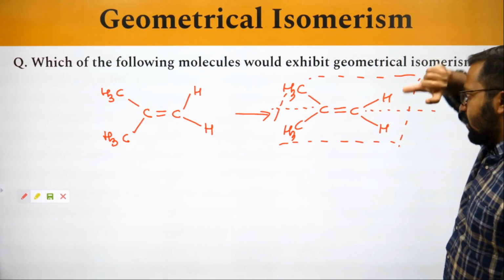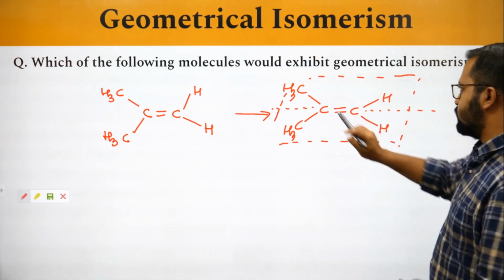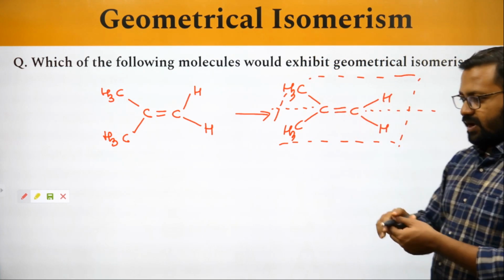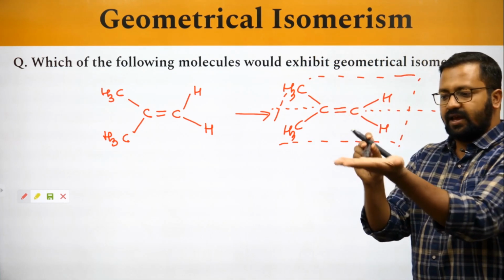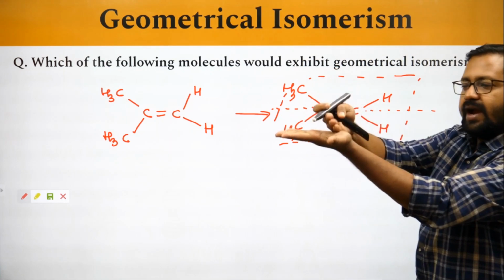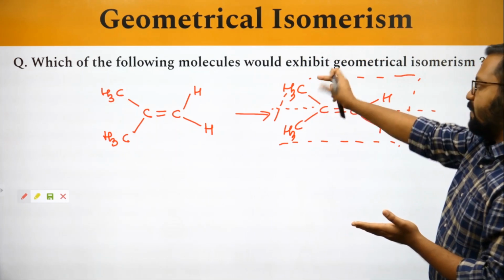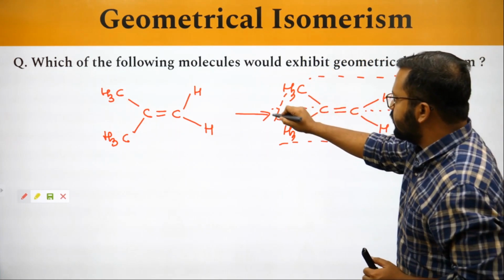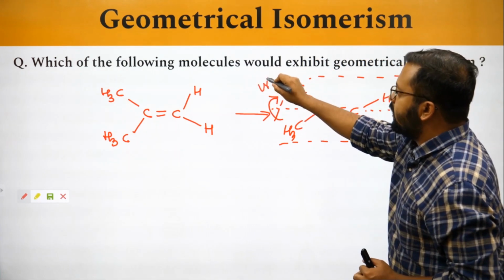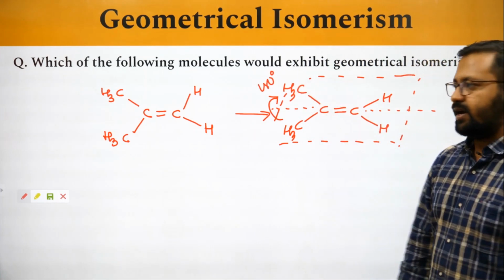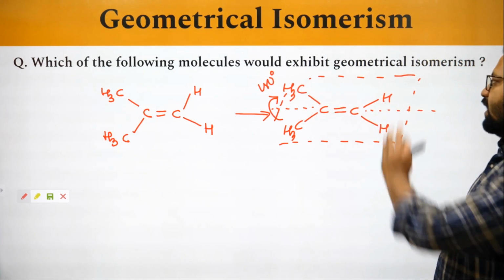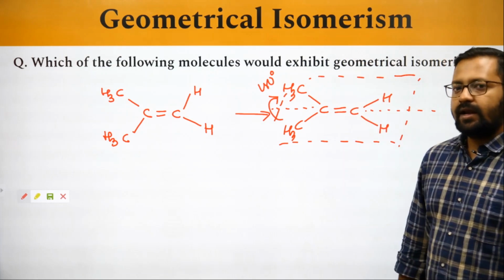Fix one part and rotate the other. Let's say you have fixed carbon, hydrogen and hydrogen. In this plane, carbon, hydrogen and hydrogen are fixed and this can be flexed. So I rotate this by 180 degrees, always by 180 degrees. Fix one part and rotate the other by 180 degrees.